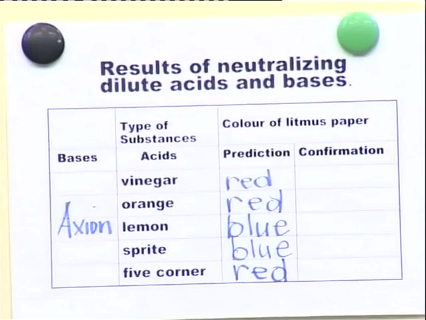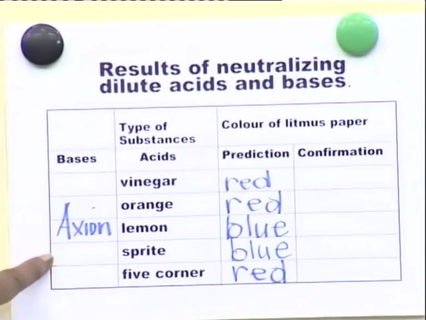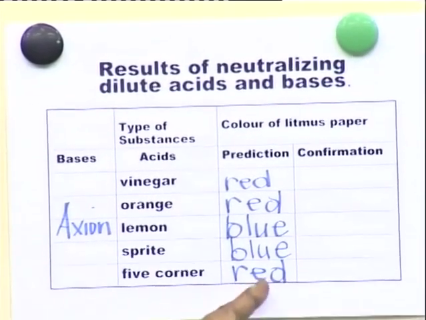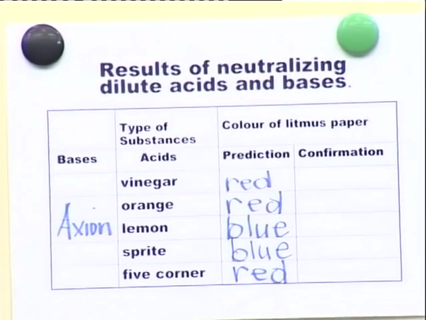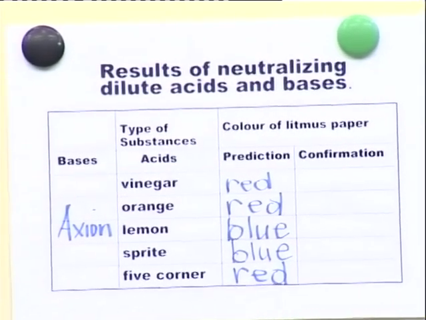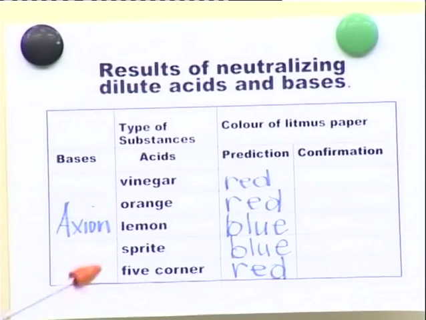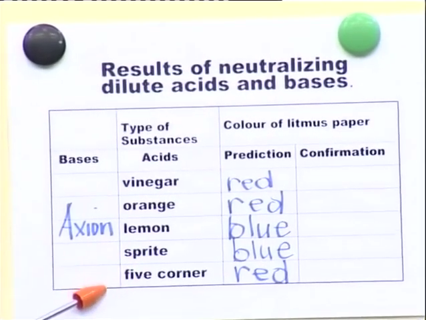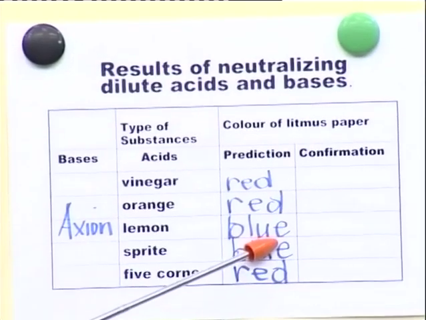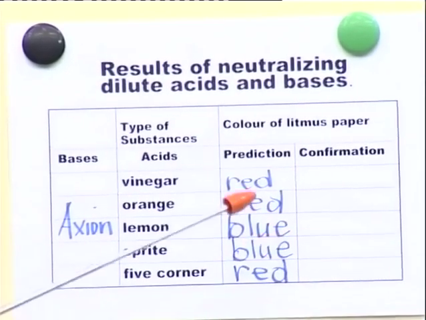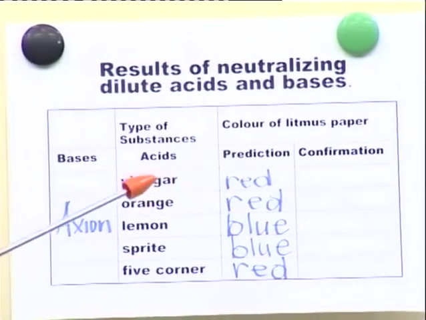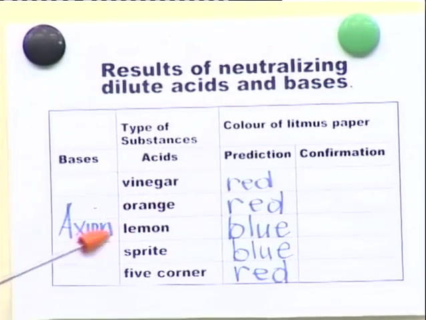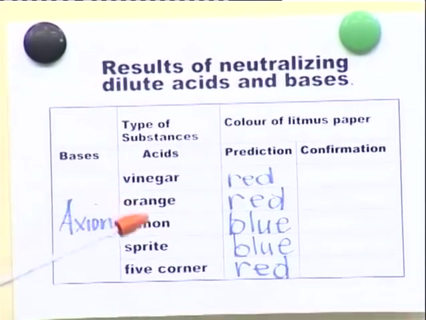Okay, so Lisa and her friends, the base they are using is action, and that's their prediction. Now, you others should also have something like that. You should have the name of the base you are using there, then your prediction, the color that you think the blue litmus paper will turn once you dip it into that solution that you make.